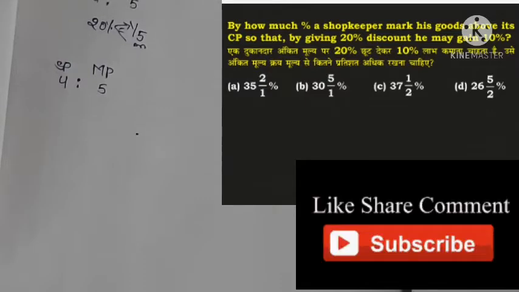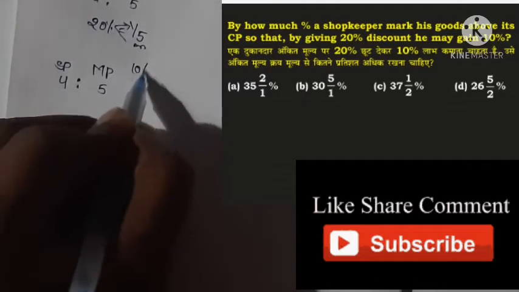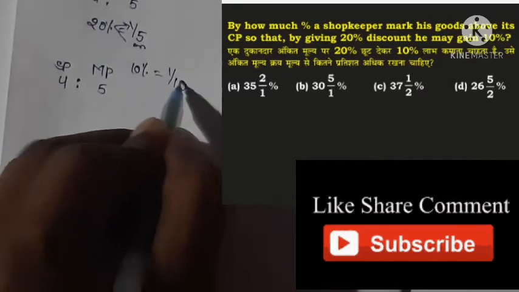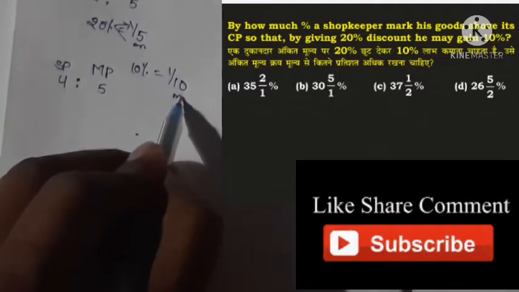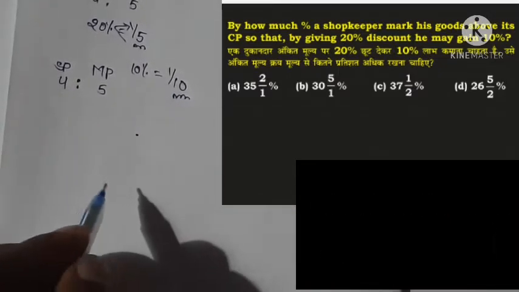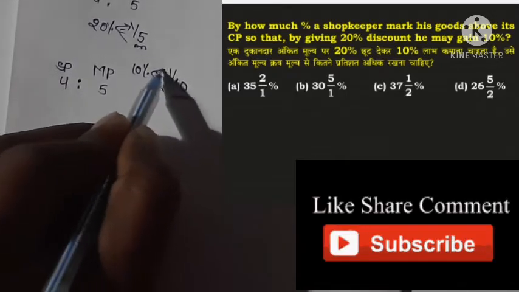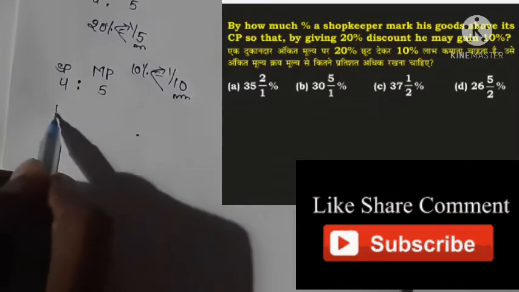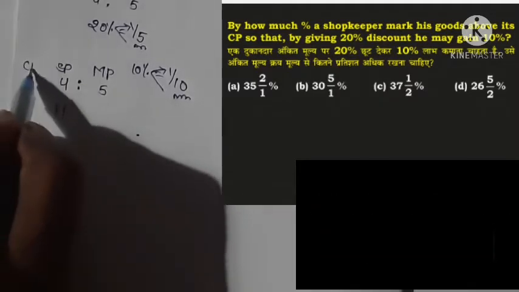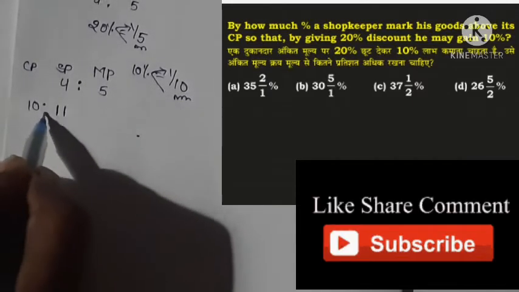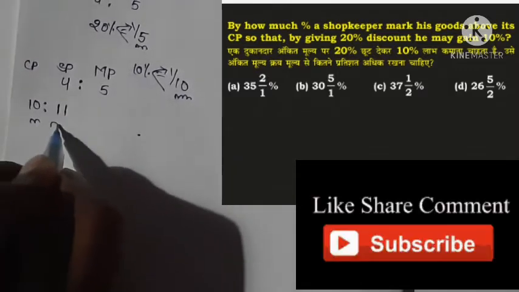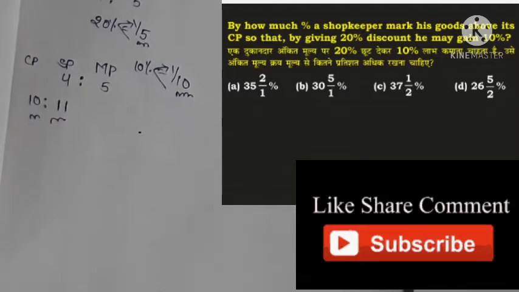So he may gain 10%. 10% is equal to 1 by 10. Here the cost price is 10. The selling price, with a gain of 10%, means the selling price is 11. If the selling price is 11, the cost price is 10. So cost price and selling price are in the ratio of 10:11.